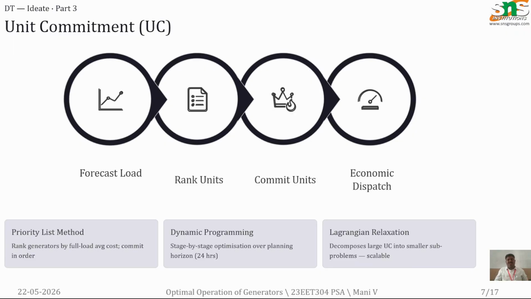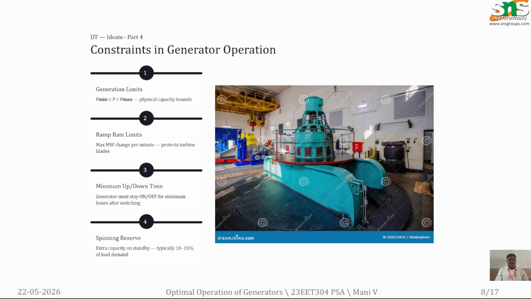We have n number of generating units, so among them we have to prioritize the ranks, and based on the rank we commit the unit: it has to be turned on or it may be turned off. Then we can use economic dispatch in order to meet the minimum operating fuel cost. Here we may use the simple priority list method, dynamic programming, or full load average production cost to determine the cost. And the constraints in generator operation.